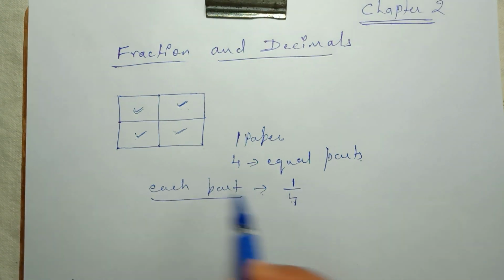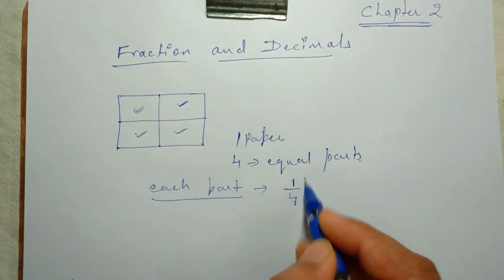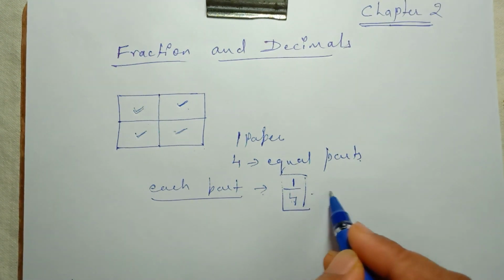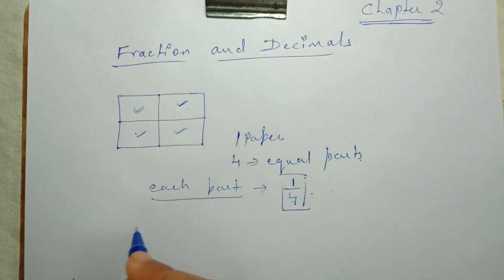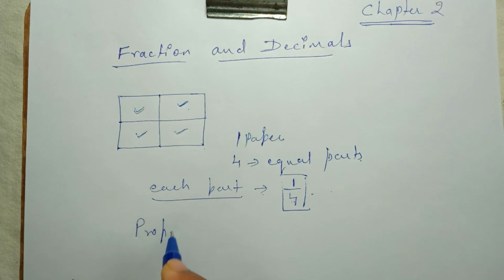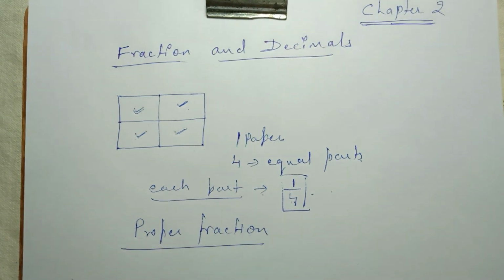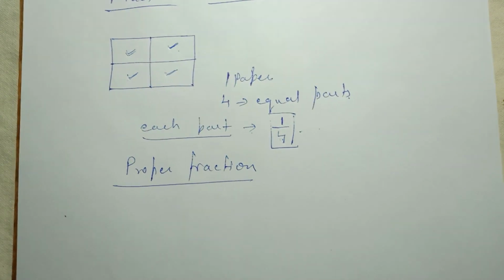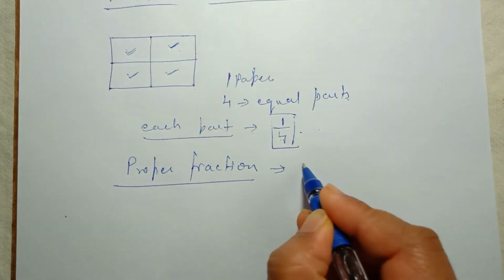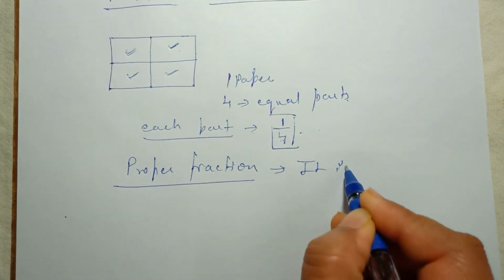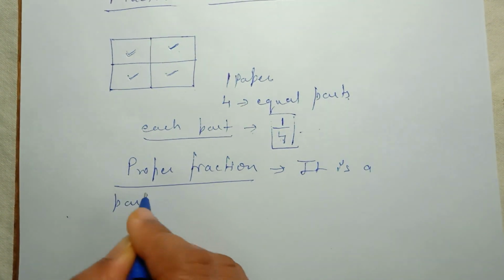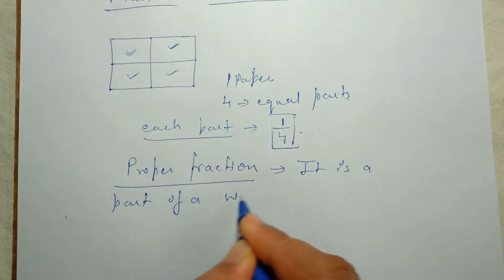It means part of a whole. So this number which we are getting is a fraction, and this fraction is called a proper fraction. What fraction is it called? Proper fraction. So we can say a proper fraction is a part of a whole.